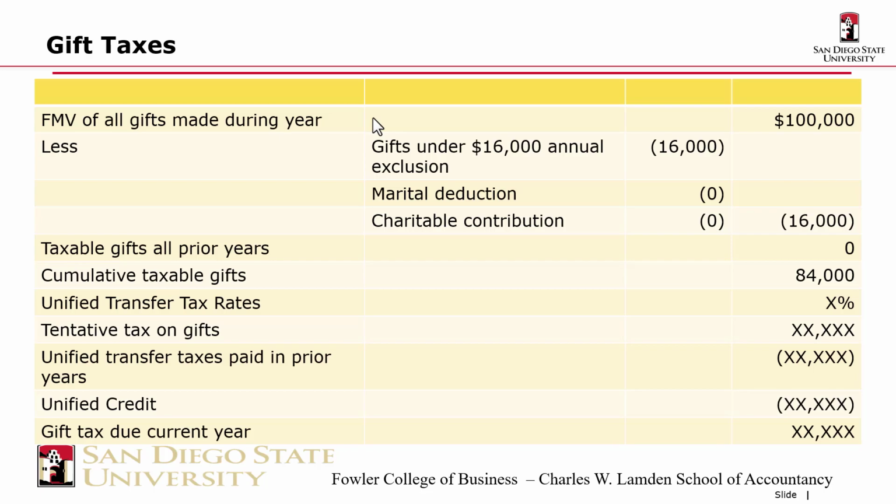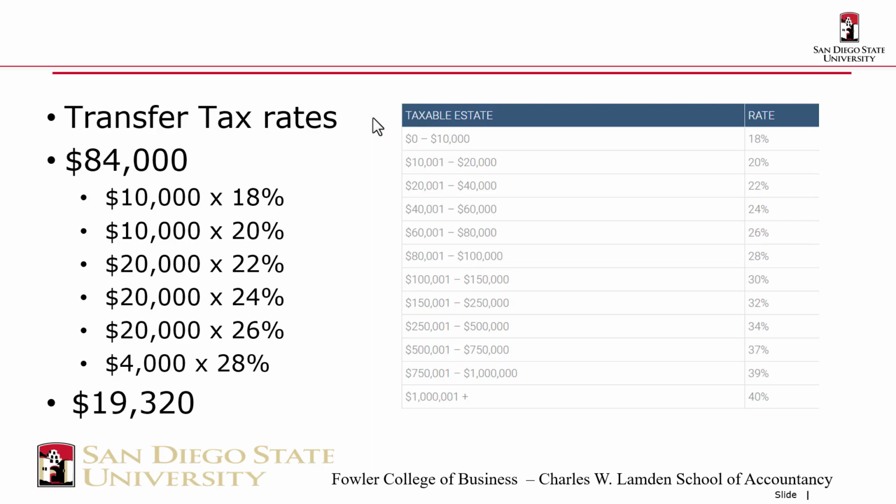Now we need to look at the rate, right? What is the rate that applies to gifts? And here's what the rate structure looks like, this table over on the right. And you can see that 0 to 10, it's at 18%, 10 to 20, it's at 20%, 20 to 40, 22%, et cetera, et cetera, et cetera.